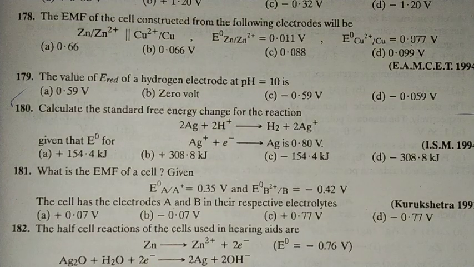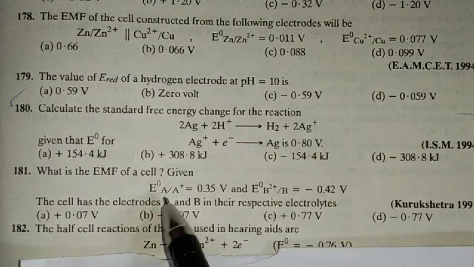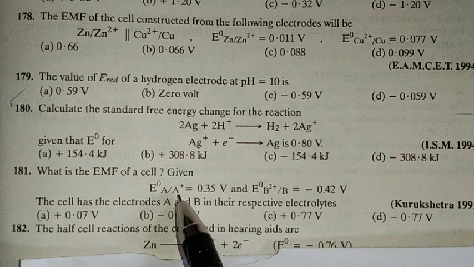Look at the next question. What is the EMF of the cell, given E naught A by A plus equal to 0.35 and E naught B plus 2 by B equal to minus 0.42. The cell has the electrodes A and B in their respective electrolytes. Okay, so here some unknown electrolytes are given, but whatever it is, their reduction potentials. First your observation is reduction potentials. Is it reduction potential or oxidation potential? A plus by A, nothing but it is oxidation potential.